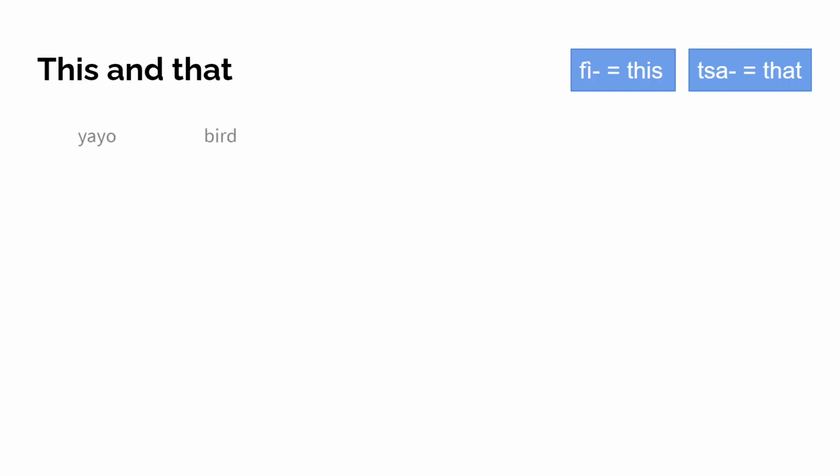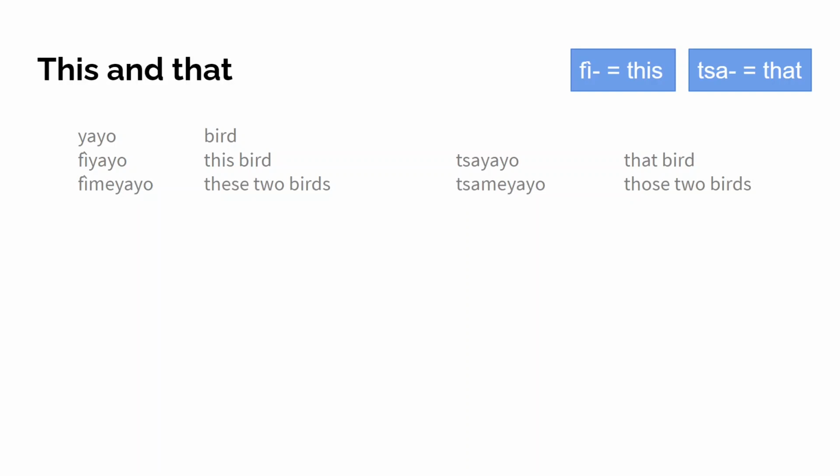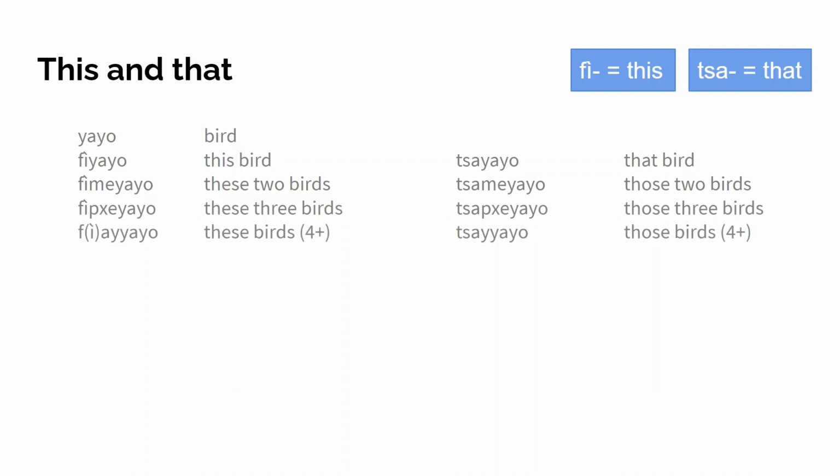Let's look at an example. Yayo means bird. So I can say fe yayo, this bird, and za yayo, that bird. I can also use these together with the plural prefixes. Fe me yayo, these two birds. Za me yayo, those two birds. Fe pxe yayo, these three birds. Za pxe yayo, those three birds. And fay yayo, these birds, and zay yayo, those birds.